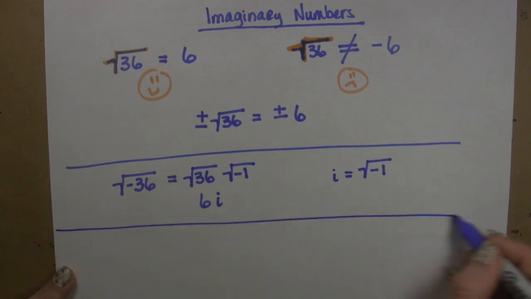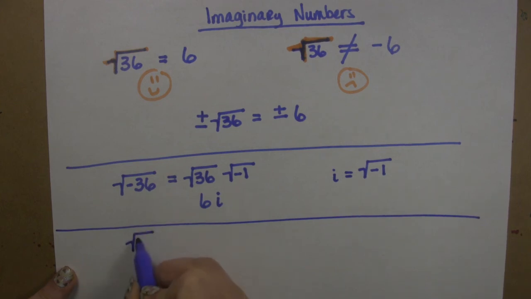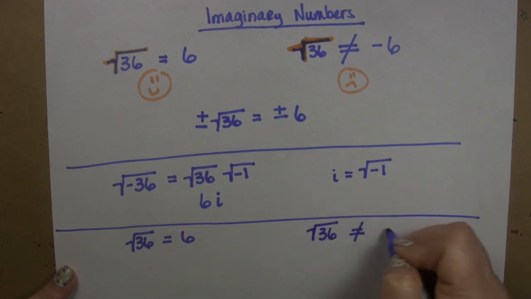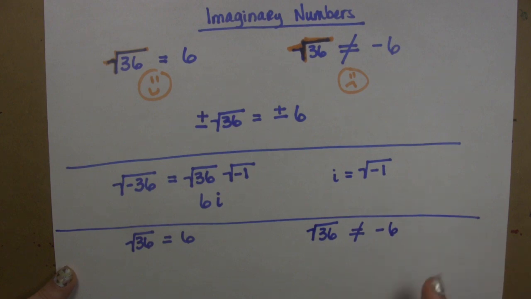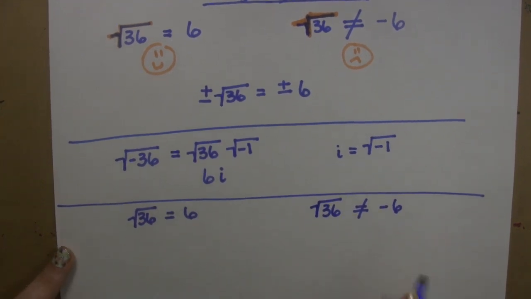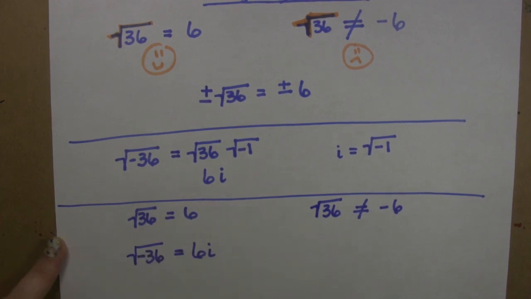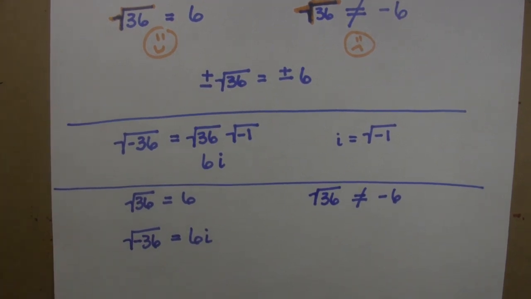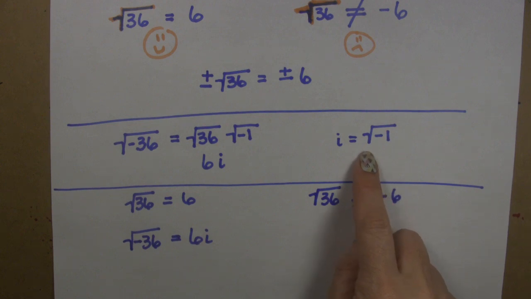So just to recap, you can say that the square root of 36 is 6. You cannot say that the square root of 36 equals -6. That's wrong. But you can say that the square root of -36 equals 6i. All right, that's your introduction to imaginary numbers. Remember, i equals the square root of -1.